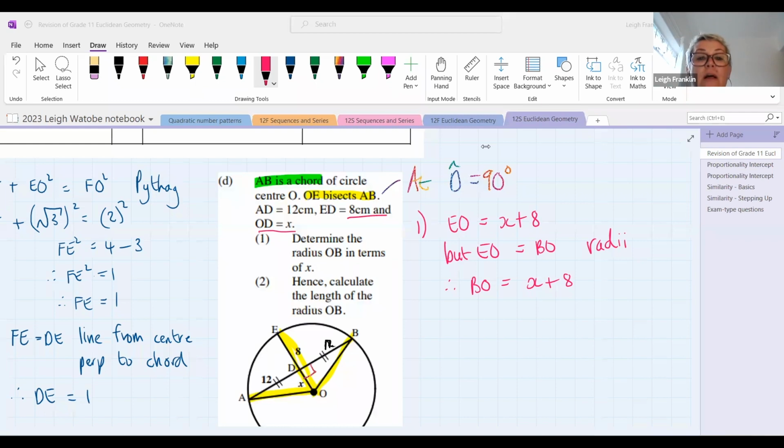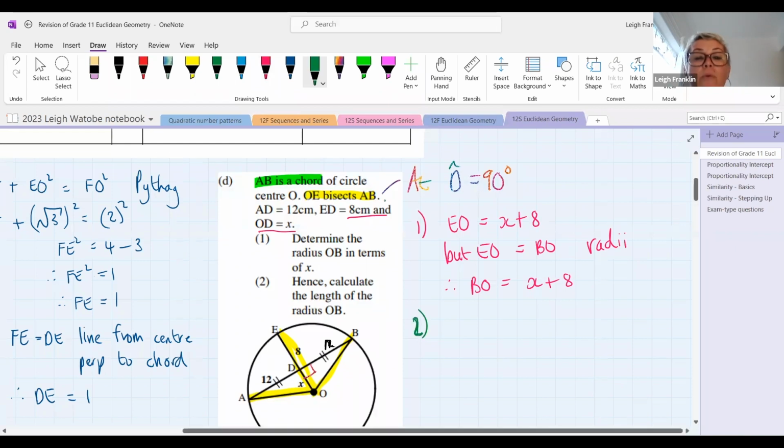All right. The next thing that they want us to do is they want us to work out the length of OB. Katlego, I'll take your question when I'm finished. Okay, I'm just going to finish this example and then you can certainly ask. Okay, so just hang tight.